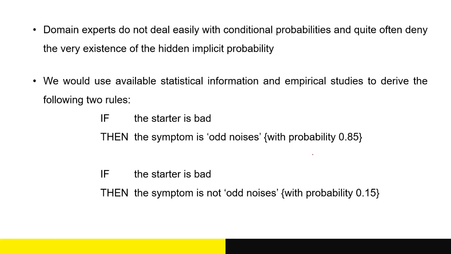Domain experts do not deal easily with conditional probabilities and quite often deny the very existence of the hidden implicit probability. We would use available statistical information and empirical studies to derive the following two rules. If the starter is bad, then the symptom is odd noises with probability 0.85. If the starter is bad, then the symptom is not odd noises with probability 0.15. Here we see that there is a function, not, represented by this symbol, which is the logical function not.